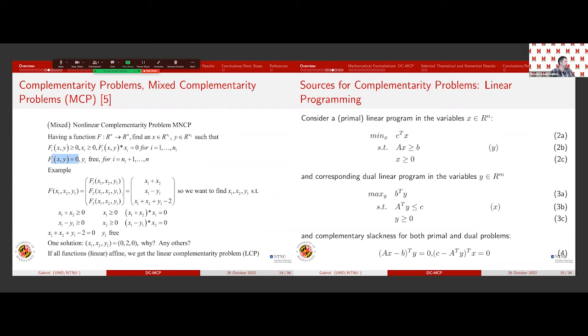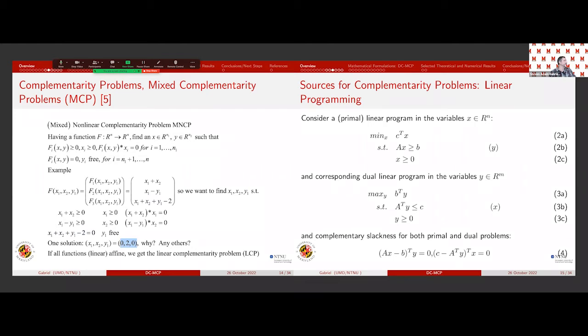So here's a specific example, just you can try this out on your own at home if you like. This has 2 x's and 1 y, and the f function is given by these 3 things, which are just linear in the variables. So x1 plus x2, x1 minus y1, and then the last one is also linear. And so the actual conditions you'd solve for are f1 non-negative, x non-negative, complementarity, same thing for f2, and then the third thing is f3 equals 0 and y free. And so here's one solution. Take x1 equals 0, x2 equals 2, and y equals 0.